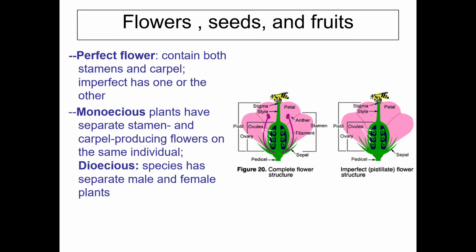We have some terminology here in regards to flowers. If we have the stamens and the carpel, we say that it is a perfect flower. If you have male flowers and then female flowers that are separate, we say they are imperfect. Monoecious is a term given to plants that have separate stamen and carpel producing flowers on the same individual, and dioecious has separate male and female plants.